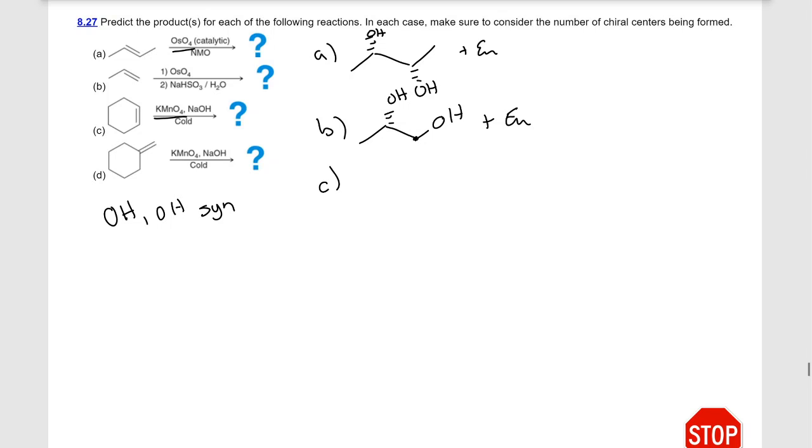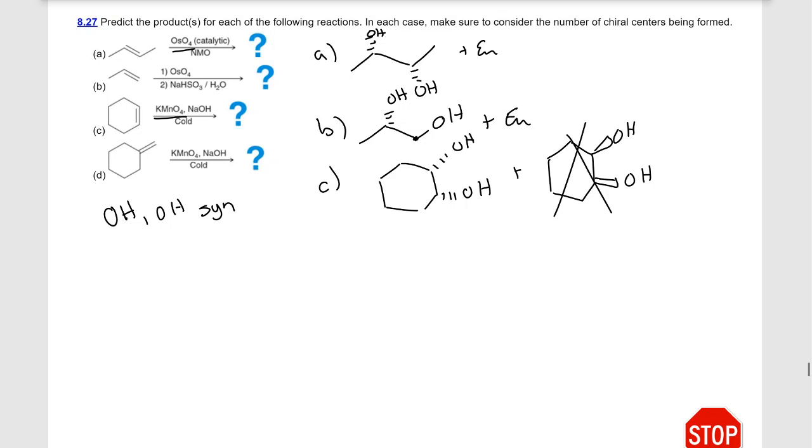So C, we've got OH and OH, either wedges or dashes. But if we draw the other one in, you can see that these are the same product, in fact, and so therefore we only need to draw one of them. For D, we have, let's see, an OH here, and let's just put this one on a wedge, and that's not a chiral center, so that'll be our only product.